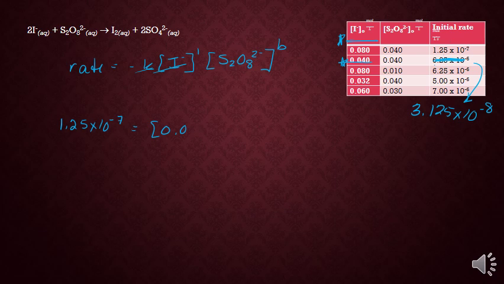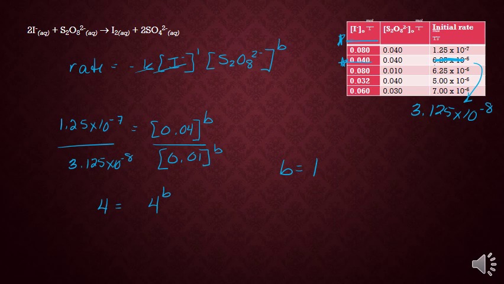And 0.04 raised to the B. Divide this one by 3.125 times 10 to the negative 8th, 0.01 raised to the B. That's going to give us 4 equals 4 to the B. So B in this case is also 1.